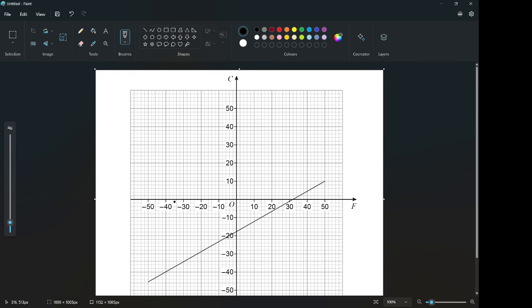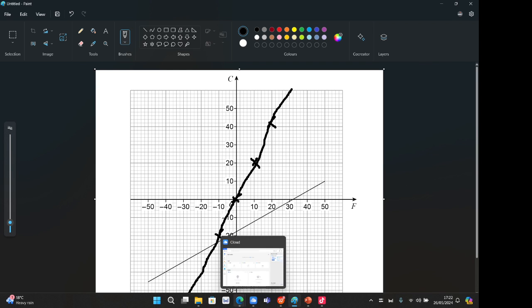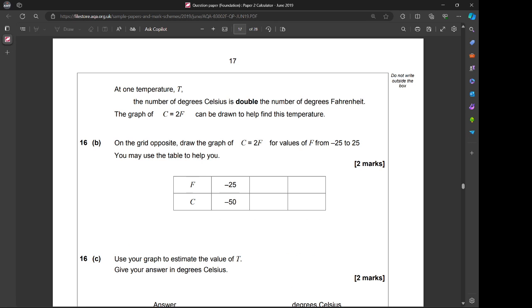So we're going to put 0, 0 there. When F is 10, C is 20 because it's double it, 20, 40, minus 10, minus 20. So it looks something like that actually with a ruler. Again, I haven't got a ruler here. That's a rough sketch. Okay, that's that done.